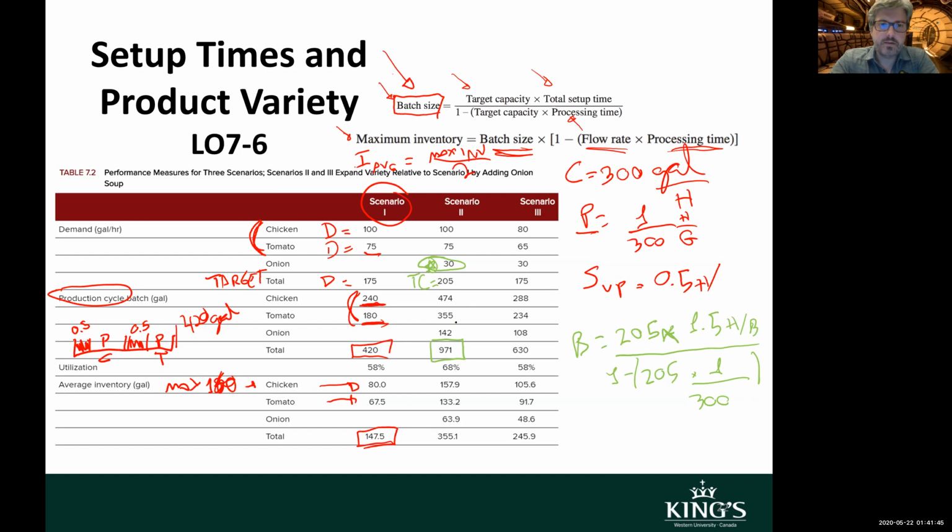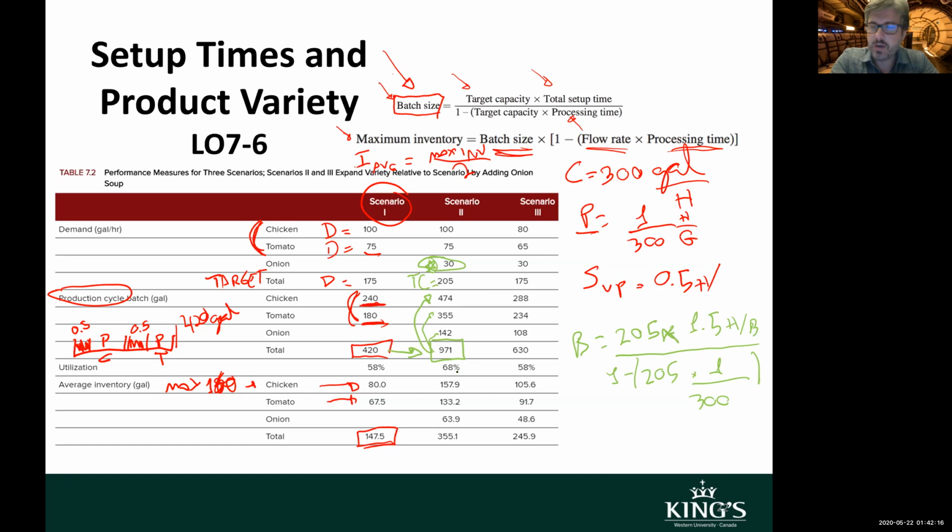971 gallons. Look at this. We went from 420 to 971 gallons. That's the size of your batch, right? And you can make the same kind of ratios, and then you're going to find now out of those 971, approximately 474 will be chicken, 355 tomato, and 142 will be onion.